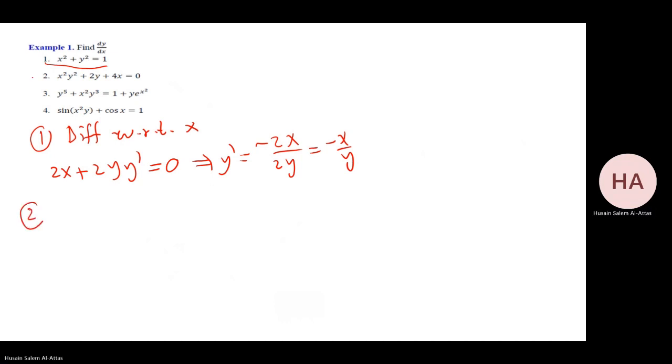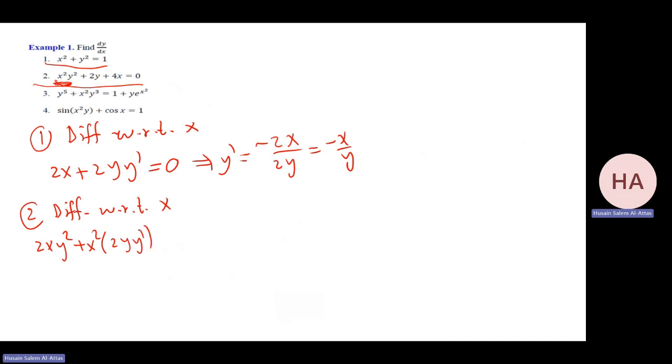Second, here I need to differentiate also with respect to x. What will be that? Derivative of the first. Now I have a product here. So it will be 2x y squared plus x squared, derivative of y squared, which is 2y, y prime, plus 2y prime, plus 4 equals 0. The ones with y prime on one side, the ones with no y prime on the other side.